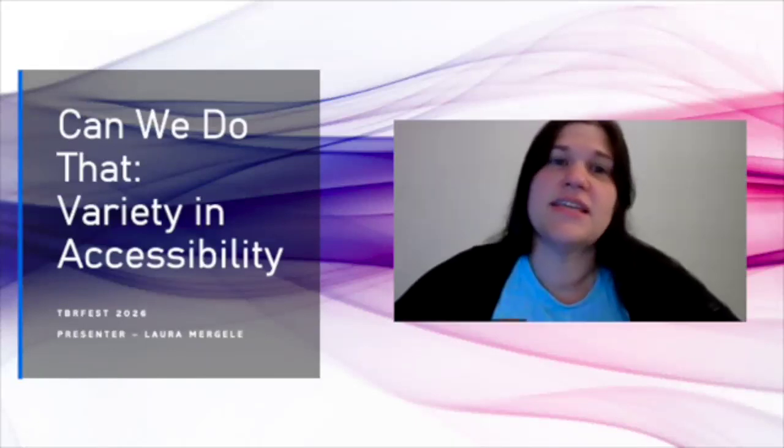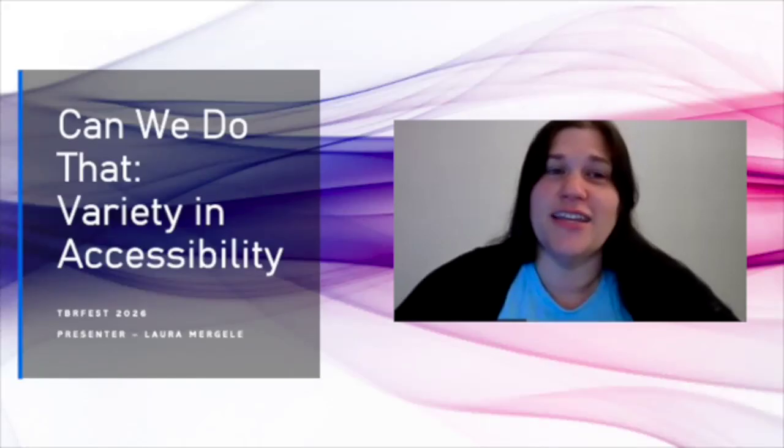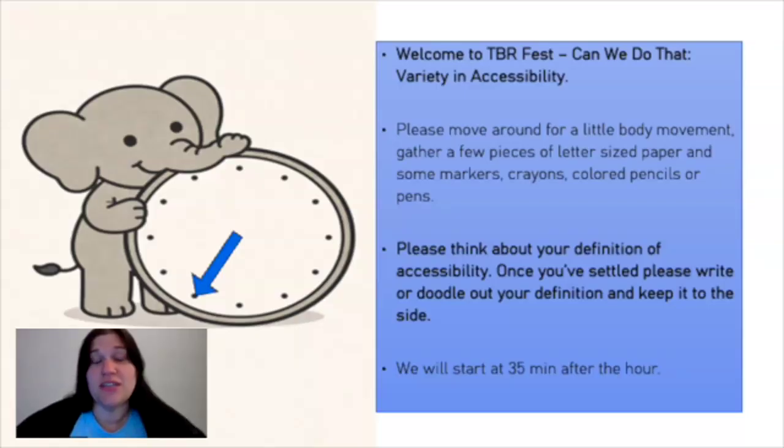So welcome. This is Can We Do That? Variety and Accessibility. Today we're going to be looking at that from the training from the back of the room principles and perspective, as well as looking at how broad that word can be, how it can reach and stretch outside, as well as how our TBR principles and activities can be used in different realms to increase accessibility.